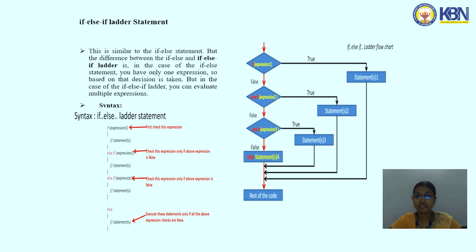Let's see. If the expression becomes true, it goes to statement 1. Or if the expression becomes false, it goes to statement 2. If expression 2 becomes false, it goes to statement 3. Or if statements 1, 2 and 3 are false, it goes to the false block, else statement 4. Then the remaining rest of the code.